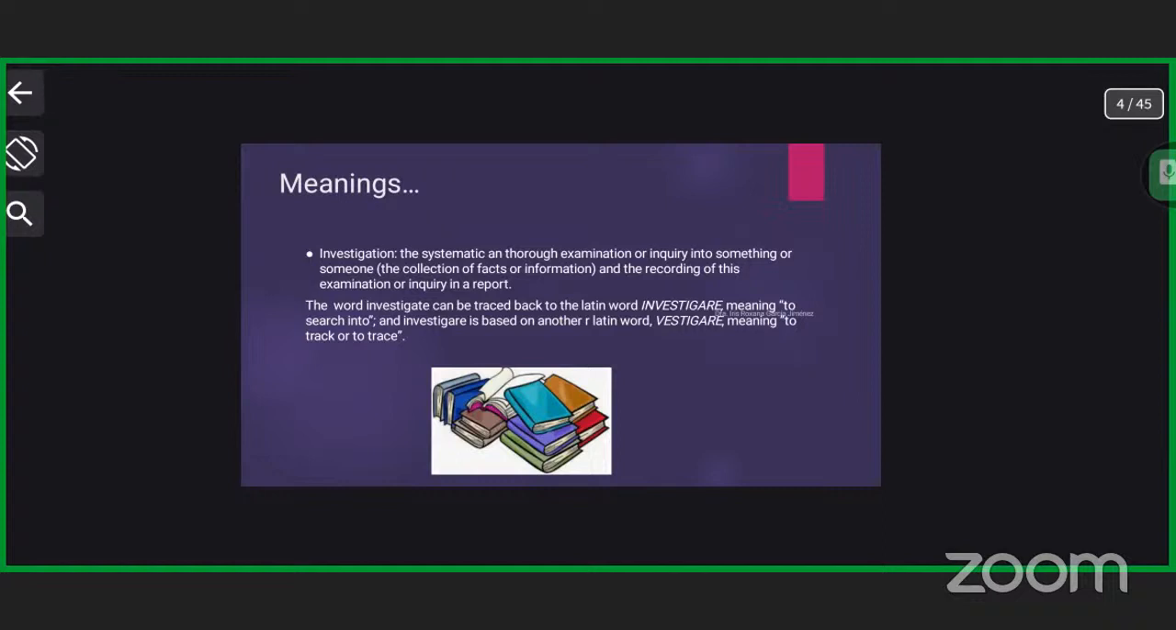As an extra piece of data, we must consider that the word investigate can be traced back to the Latin word investigare, whose meaning is to search into, and investigare is based on another Latin word, vestigium, meaning track or trace. So considering this detail, we can go ahead.